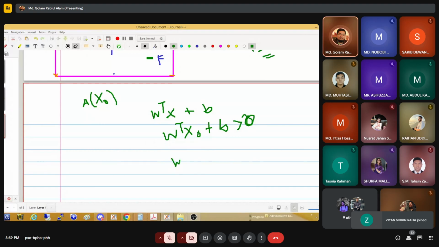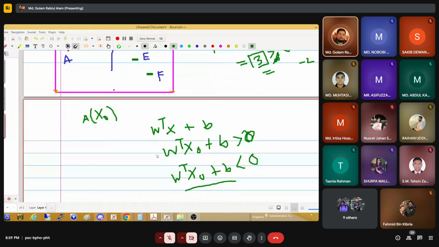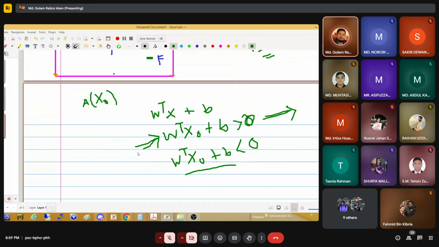And if W transpose x0 plus b is less than 0, that means the data point is below the hyperplane, and those below the hyperplane we consider our negative data points. So by checking whether W transpose x0 plus b is positive or negative, we can determine whether the data point is above or below the hyperplane. Now, utilizing this, we want to determine the accuracy.